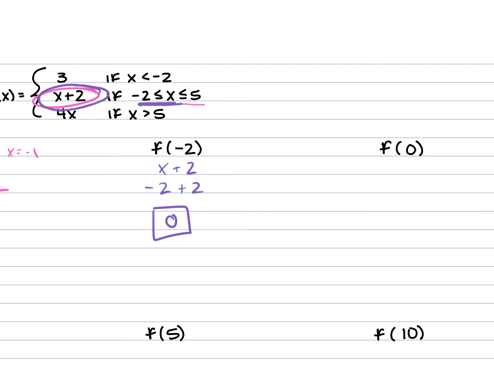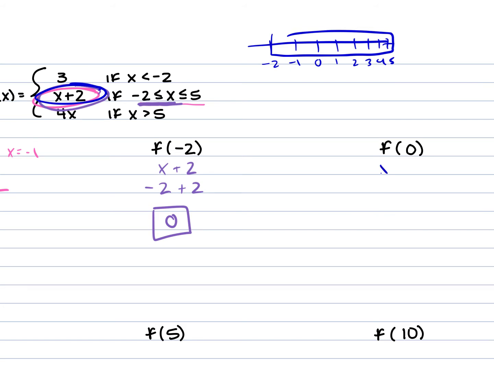All right, next I have f of 0. Which piece does 0 fall into? Do we agree that it's the second? So let's see, is 0 in between negative 2 and 5? Yeah, if I put these numbers on a number line, I had negative 2, negative 1, 0, 1, 2, 3, 4, 5. In between negative 2 and 5 would be all of these numbers here. So 0 falls in that category. So we're looking at the second one. So x plus 2. 0 plus 2 is 2.